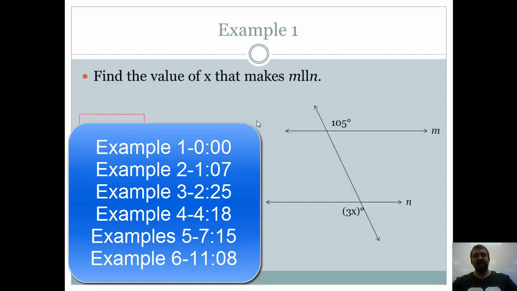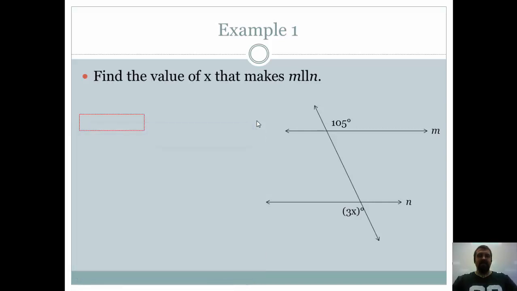All right, it's next time. We have Example 1 for Section 3. This one says find the value of x that makes line M parallel to line N. Well, let's just see what I have here. I have 105 degrees here, and I have 3x degrees here.